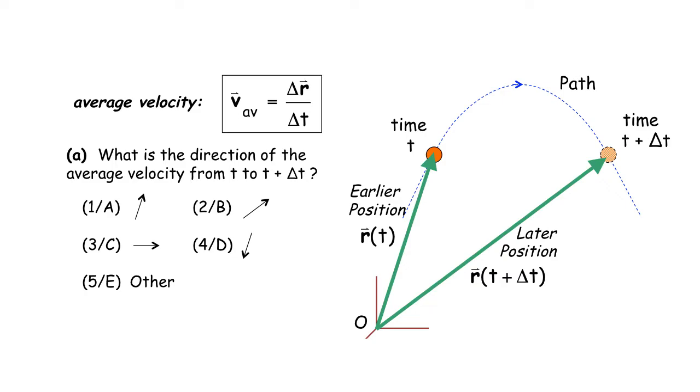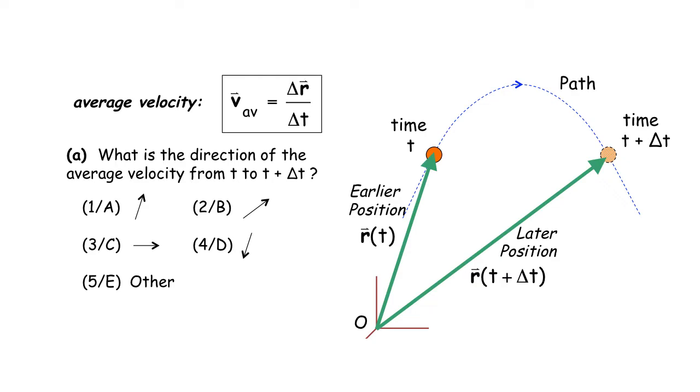If I have this definition, v average is equal to delta r over delta t. This is r final minus r initial. What happens when we think about time? How could we write r final? It's written right up there. What's the final position of this thing? r of t plus delta t, right? So this looks like r of t plus delta t minus r of t over delta t. Does this look familiar to you?